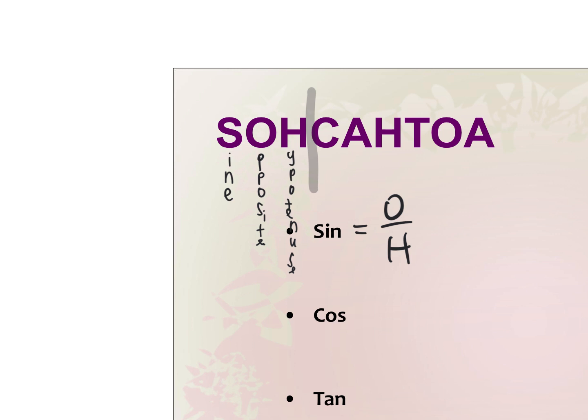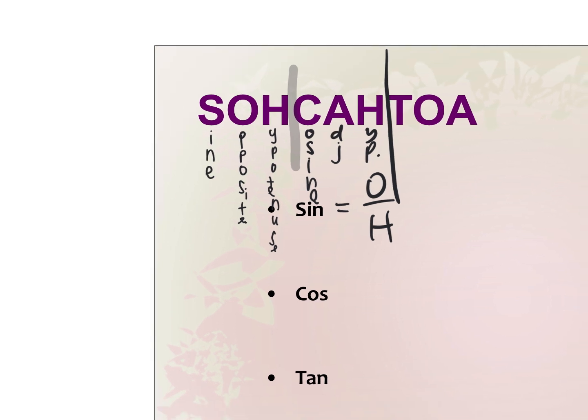Okay? What about cosine? So for cosine, that's obviously our C. The A stands for adjacent. Very good, Hannah. So ADJ, I'm just going to abbreviate for adjacent. And the H stands for hypotenuse. So when we're writing cosine, it's going to be A over H, adjacent over hypotenuse.